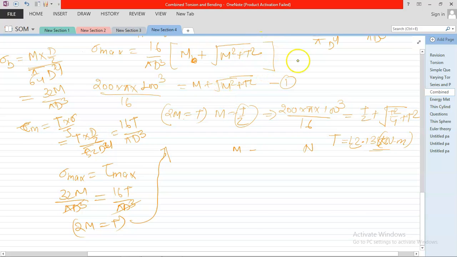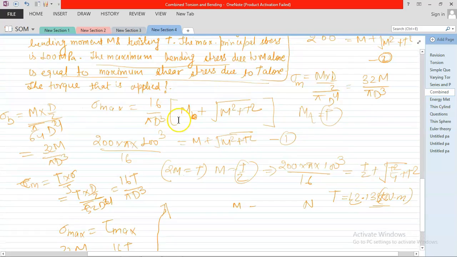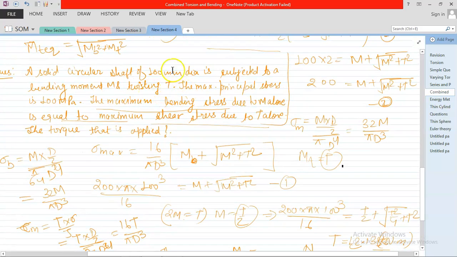Yes, but the Mt that I taken as T, it is a twisting moment. Here it is given that your twisting moment is T. I denoted it by T.